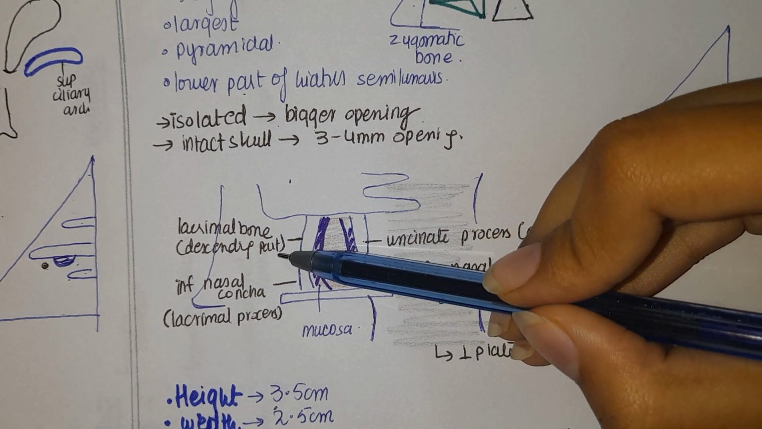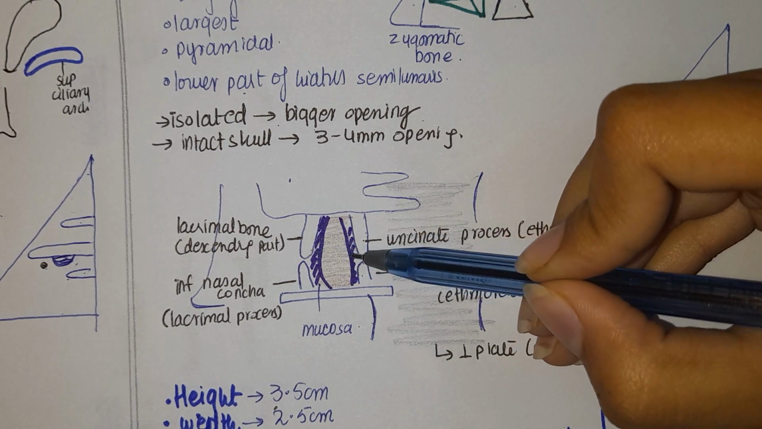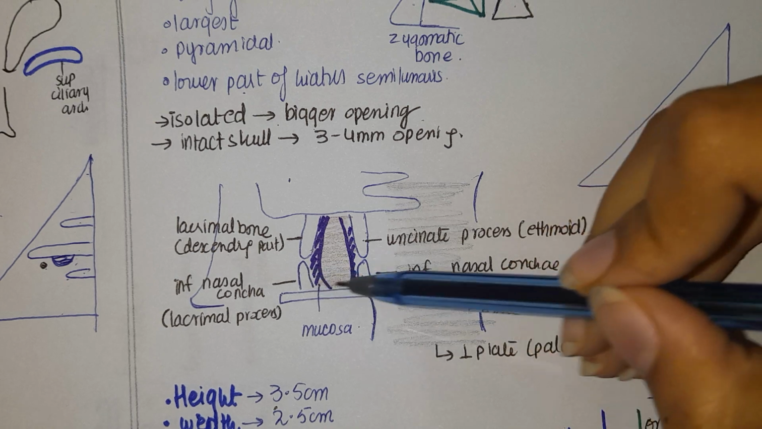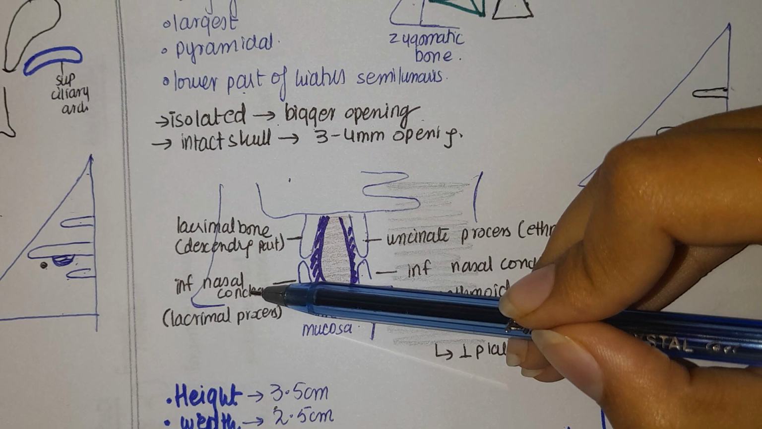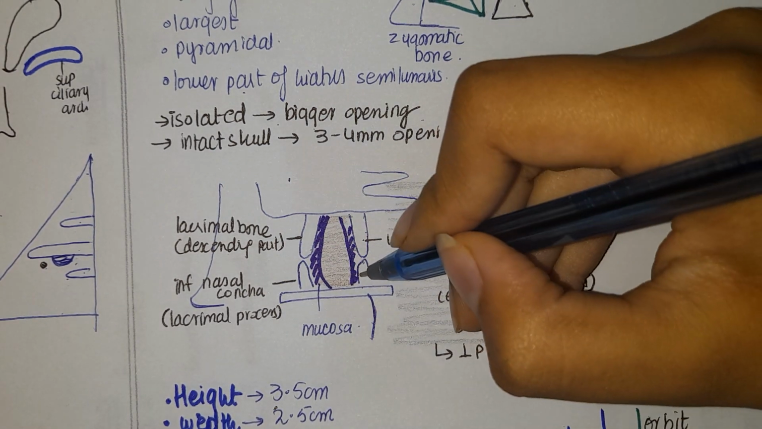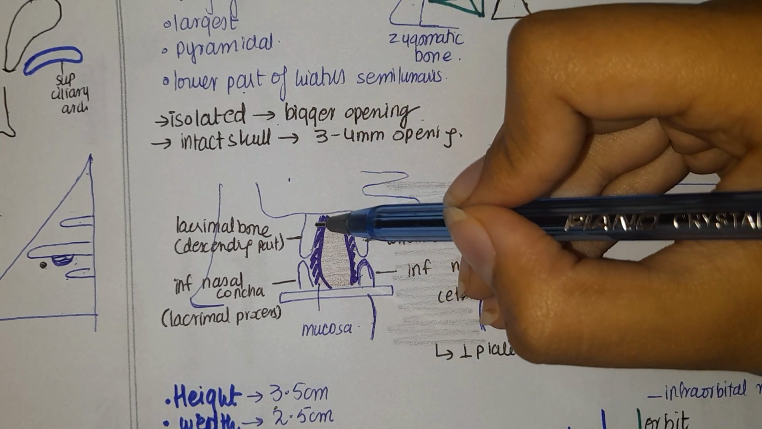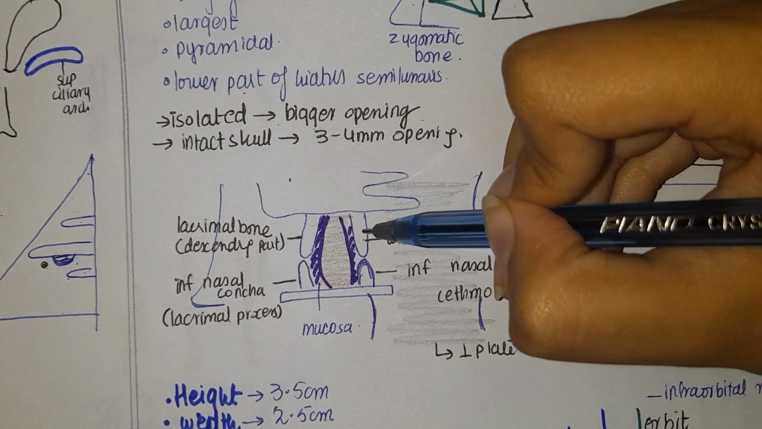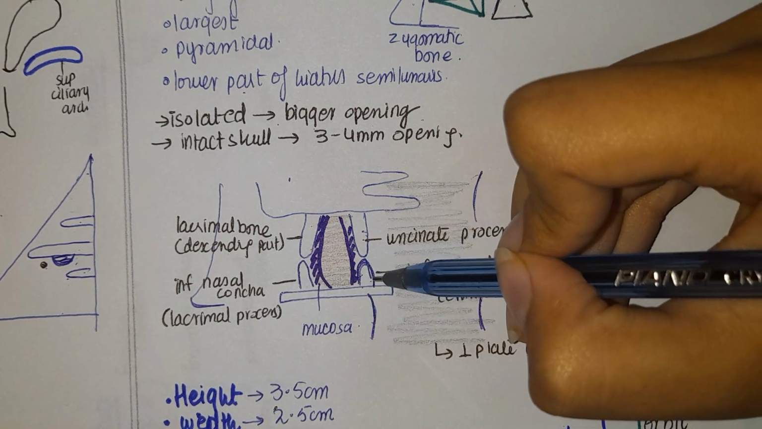So the things that are covering it superiorly are the descending part of the lacrimal bone and the uncinate process of the ethmoidal bone. They are covering the maxillary sinus superiorly. And inferiorly, we have the inferior nasal concha covering it. Anteriorly, the lacrimal process of the nasal concha is covering it. And posteriorly, the part of the inferior nasal concha which is covering it is the ethmoidal process. So superiorly, it is covered by the lacrimal bone and the ethmoidal bone with its uncinate process. Inferiorly, it is covered by the inferior nasal concha and its lacrimal and ethmoidal processes.